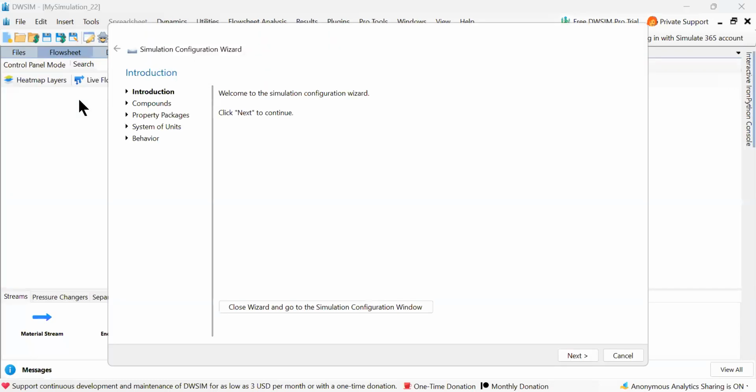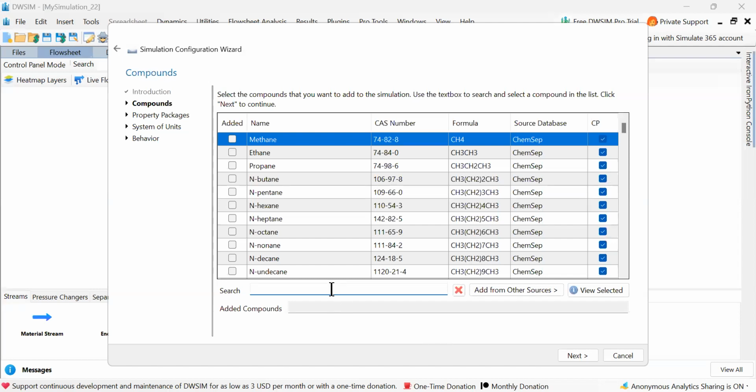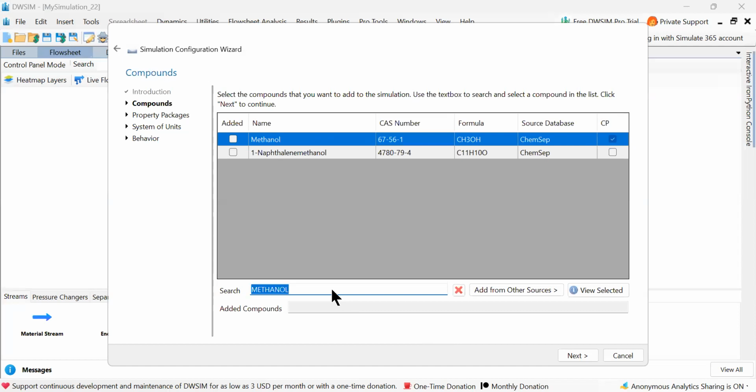So this is the window. I press next. In the search bar, I type methanol and press enter. Again, in the search bar, I take methyl acetate as the second component.